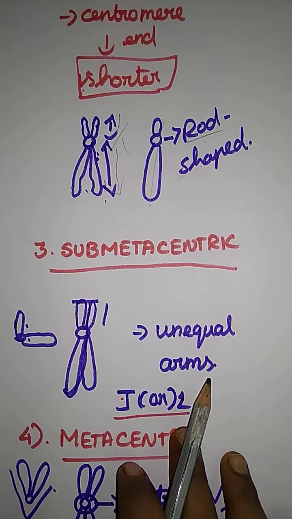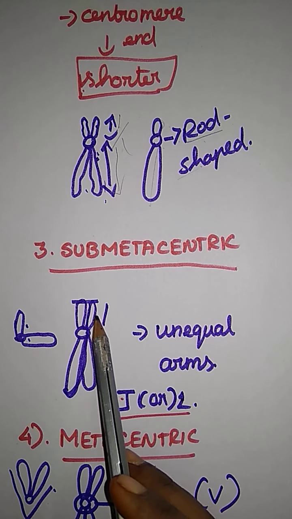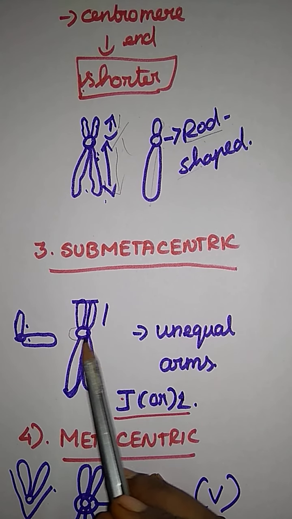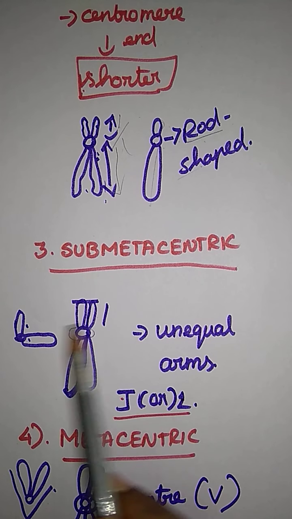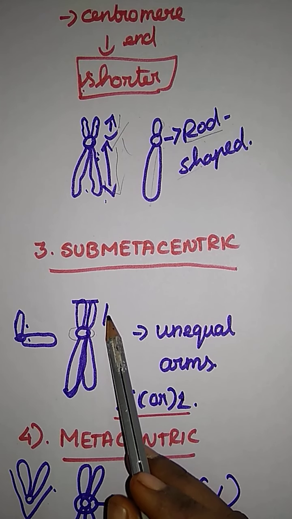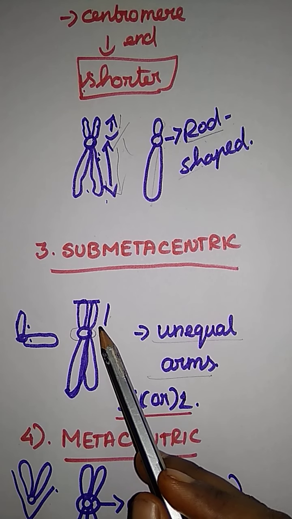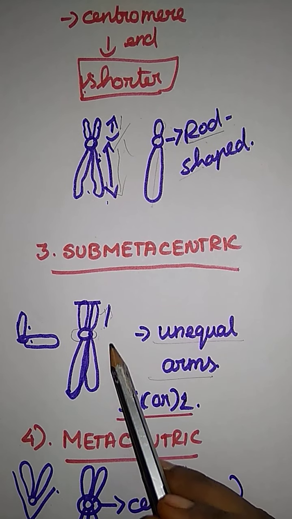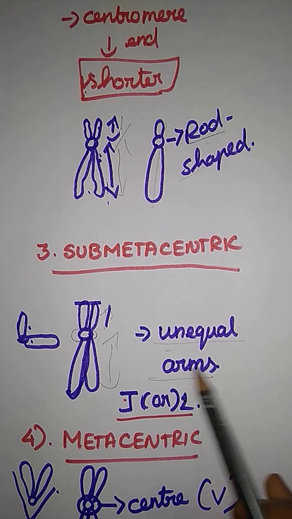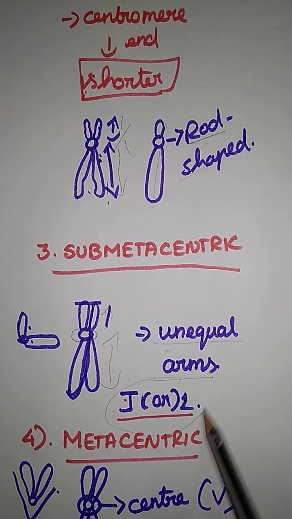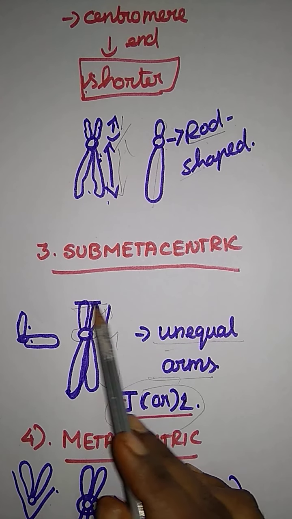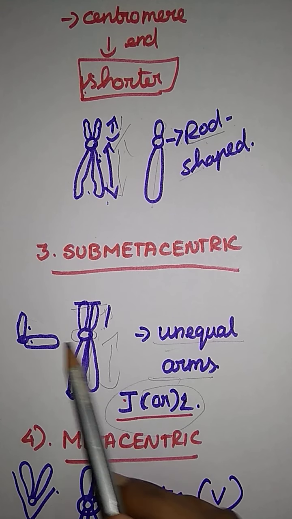And the next one is the submetacentric. Here in a submetacentric the centromere is found just near to the center. Not exactly at it, just near the center part. Unequal arms, because it is just near the center. This one is short and this one is long, isn't it? So unequal arms will be formed. Here they are given the shape J or L in shape.